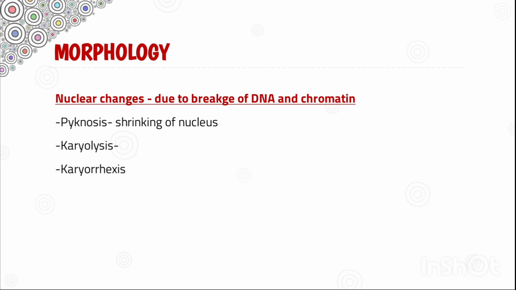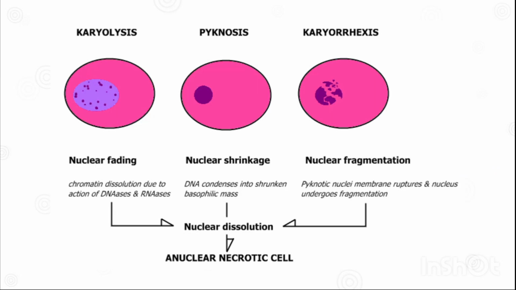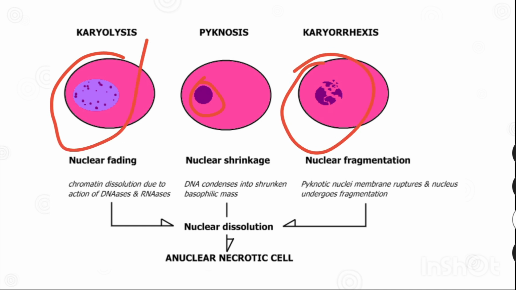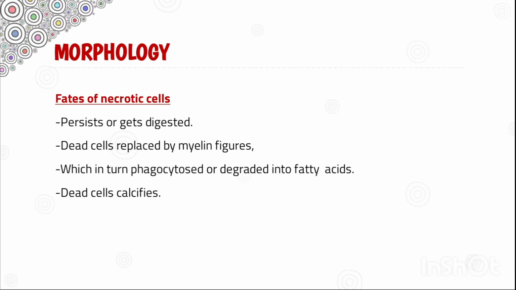Moving on to the nuclear changes. Nuclear changes occur due to breakage of DNA and chromatin. Three main nuclear changes can happen: pycnosis, karyolysis, and karyorrhexis. Pycnosis is the nuclear shrinkage, that is, DNA condenses into a shrunken basophilic mass. Karyolysis is nuclear fading. Here, chromatin dissolution occurs and fading happens. Karyorrhexis is nuclear fragmentation, that is, the pycnotic nucleus membrane will rupture and the nucleus undergoes fragmentation. So these are the nuclear changes.